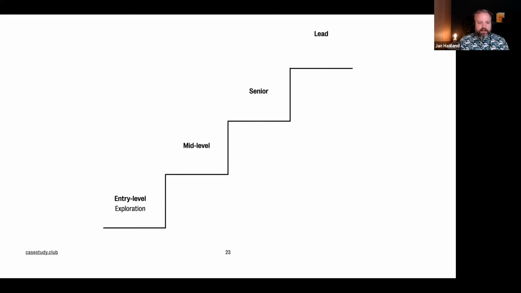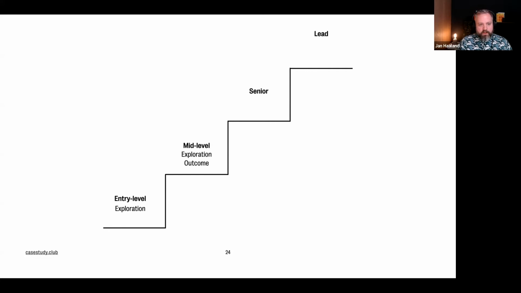Because at this level, you're not actually expected to have a strategic say in product design. I'm not saying you can't have that in your case study. I'm just saying you're not expected to have that. But obviously, if you can go beyond what's expected of you, that's a good thing. So I'll cover the other stages here as well.